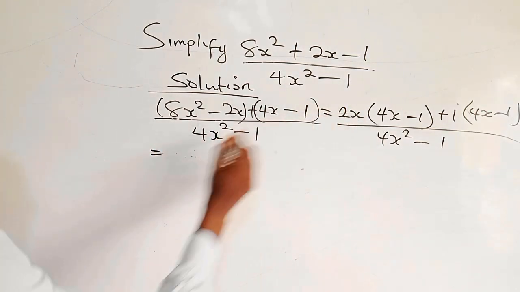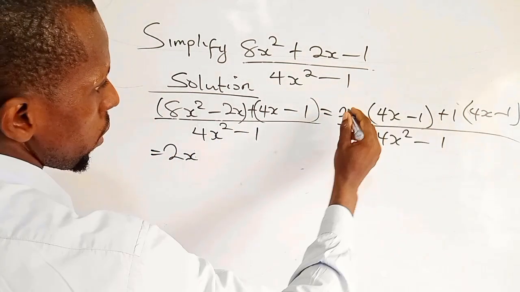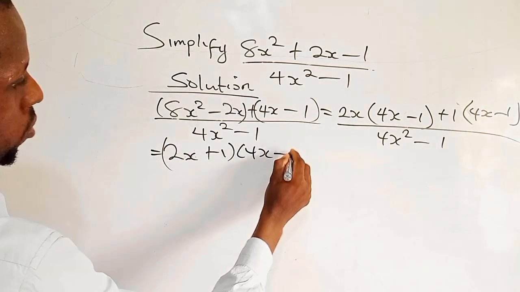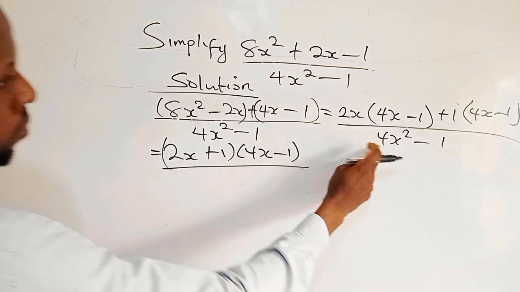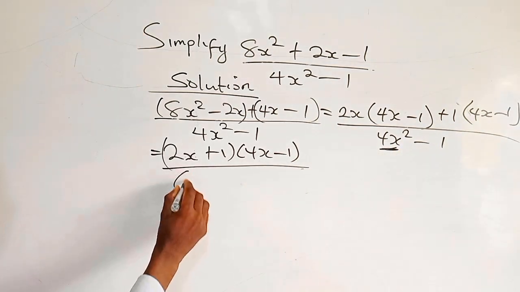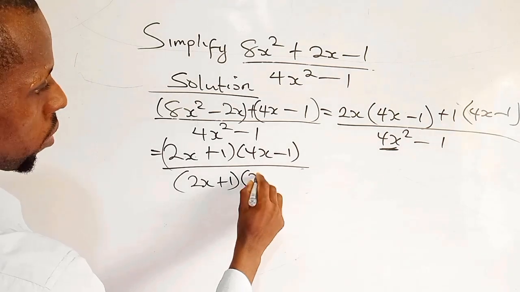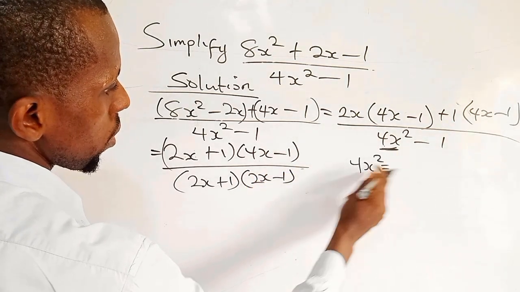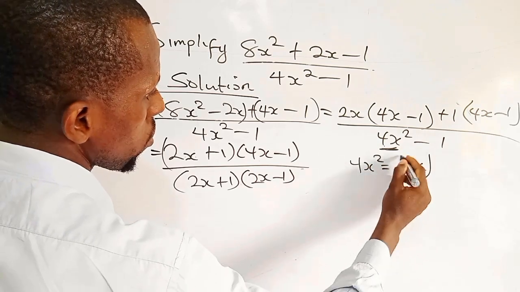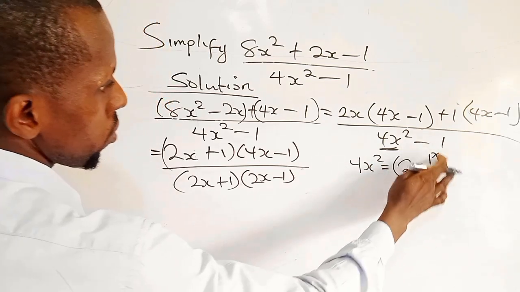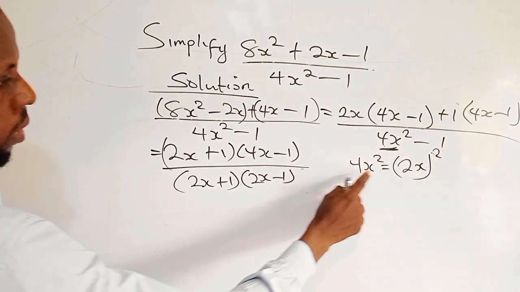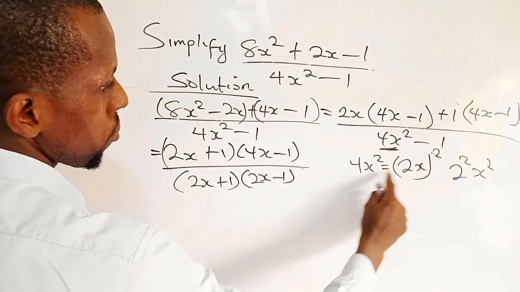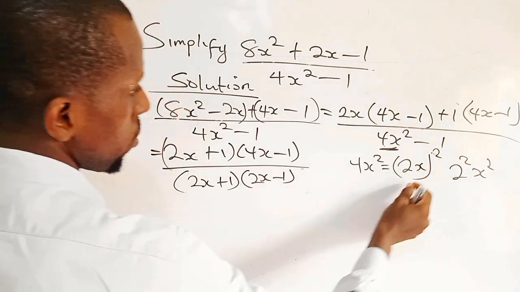So for the numerator, we have 2x plus 1 into the bracket 4x minus 1, divided by, for this 4x squared, I can write as 2x plus 1 into 2x minus 1. How do we get that? For 4x squared, I can write this as 2x squared, simply 2 squared x squared, so 2 squared is 4, 4x squared, which is the same thing.